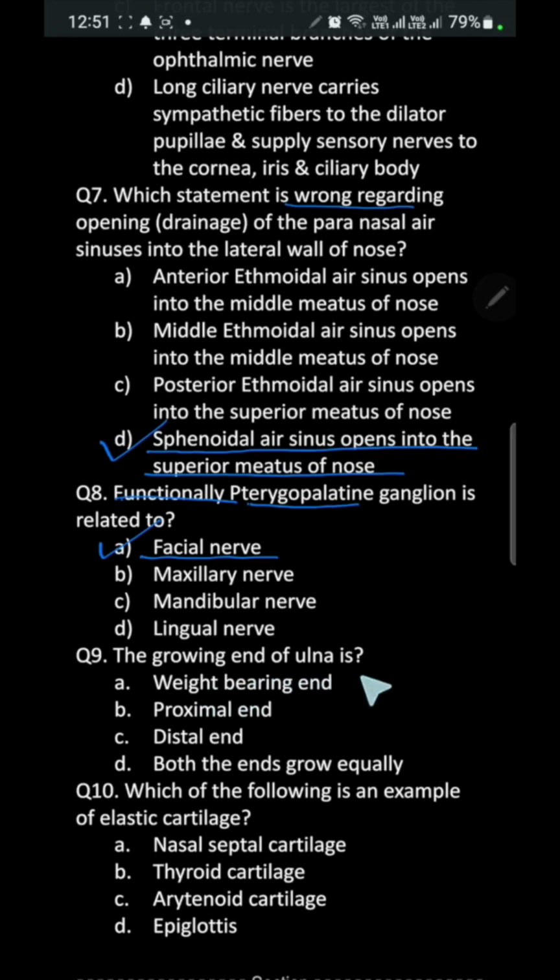Question number 9. The growing end of ulna is weight bearing end, proximal end, distal end. Both the ends grow equally. So remember that the growing end of ulna is the distal end, which is a narrower end, tapering end, but it does not participate in the wrist joint. So that is not the weight bearing end. Remember, the weight bearing end of ulna is the proximal end, which articulates with the humerus.